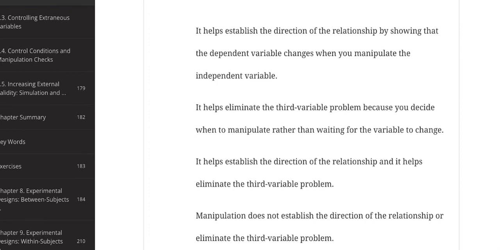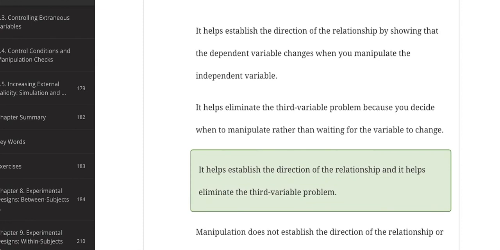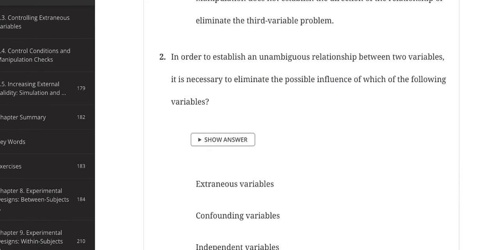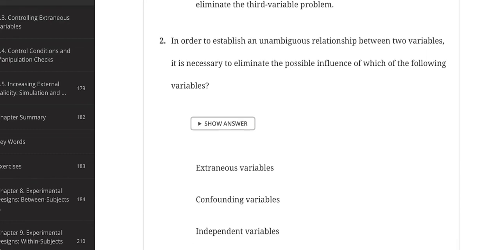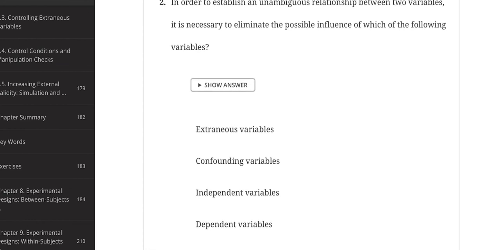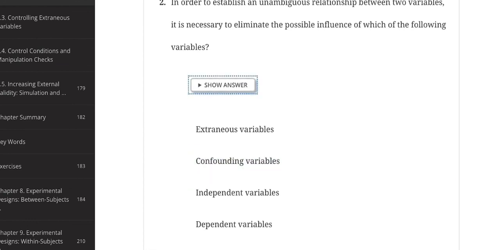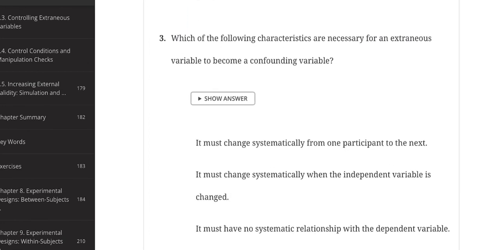And hopefully you realize that it is not just one or the other, it is both. It helps establish the direction of the relationship, and it also helps eliminate the third variable problem. That's the two things that we talked about just now. And then in order to establish an unambiguous relationship between two variables, it is necessary to eliminate the possible influence of what? So what are we trying to eliminate the influence of? Hopefully you know from us talking about that just now, confounding variables.